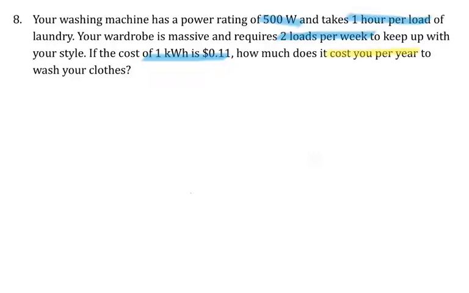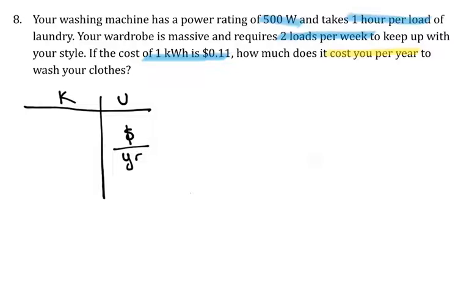Cost is a unit. It's really dollar sign, right? So dollar sign per year. Okay, so we've got a lot of information and we are looking for cost per year. So what I do is create a known and unknown table. Cost per year is what we don't know. I always like to start with that. So I'm going to put down the units of cost per year, dollar sign over a year, and then we start to write in all the information that we have.